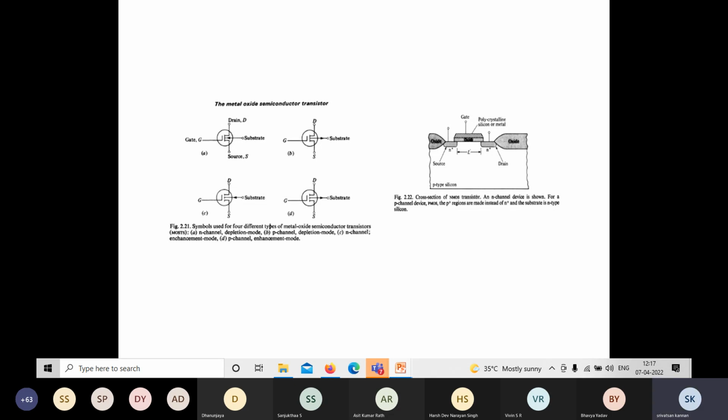Similar to your BJT switch, MOSFET also performs as a switch because it's a three-terminal device. The application of gate voltage can turn on the device or turn off the device. So we can control the output current by the application of the gate voltage. So we can operate this as an inverter. So basically, this MOSFET is used in all the IC chip fabrication.